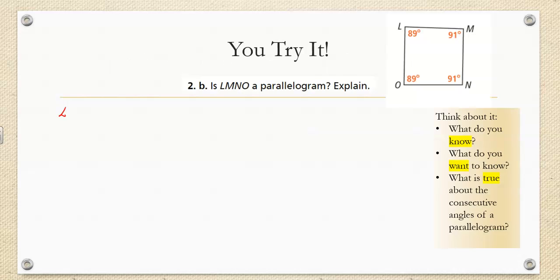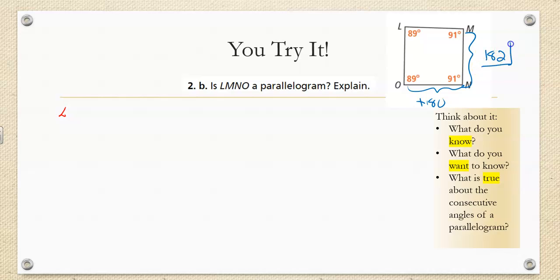So if you looked at all these angle measurements, what do you want to know? Is it a parallelogram? And what do you know is true about consecutive angles of a parallelogram? We've looked at that and we know that they have to add up to 180, they have to be supplementary. So when I add those up, I do get 180, but when I add these two up, I got 182.